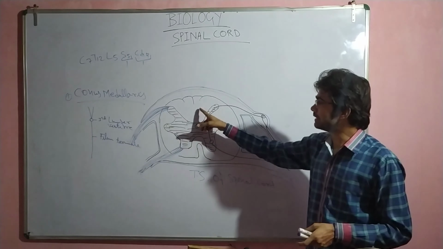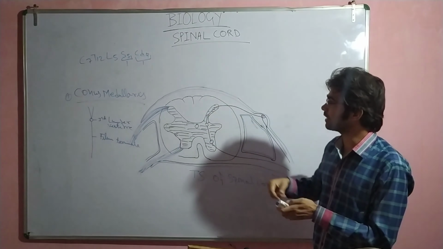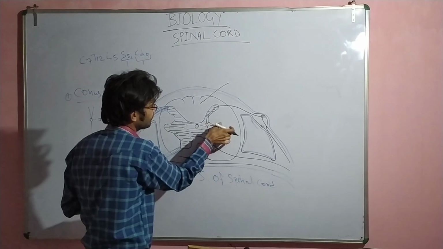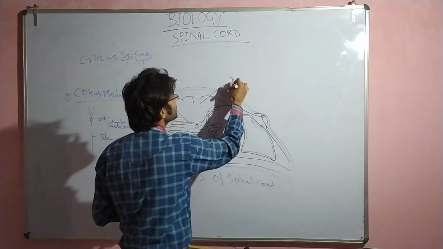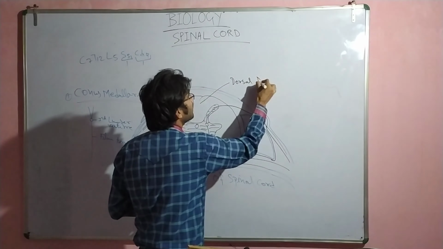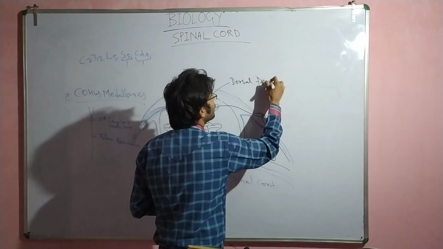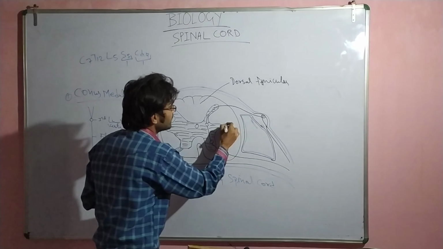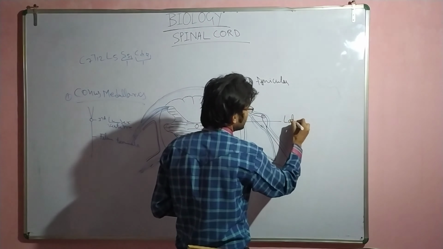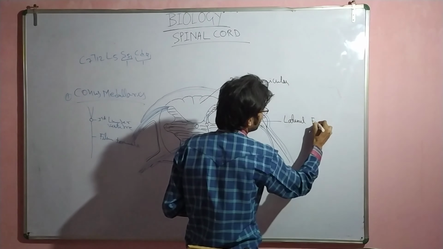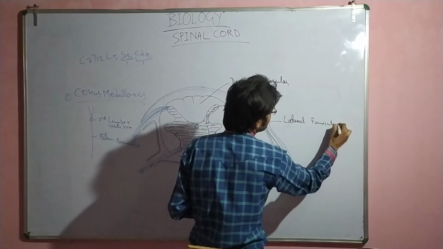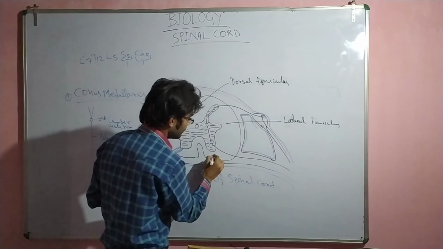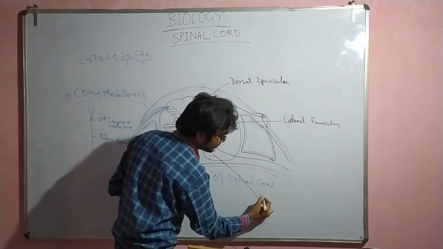See, the funiculi, this one, the upper one, is known as the dorsal funiculus. This area, just this area, is known as dorsal funiculus. This one is known as lateral funiculus. And this one is known as ventral.